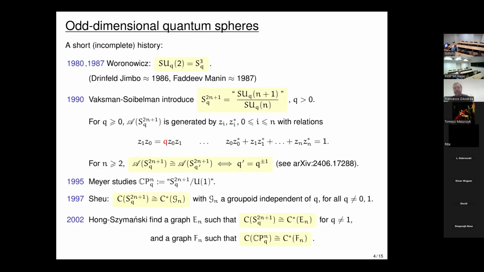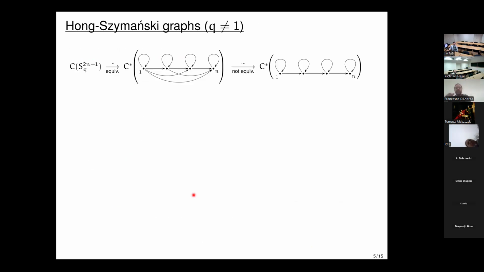Then in Hong-Szymanski, they show that both spheres and projective spaces are isomorphic to graph C*-algebras. And now here, the deformation parameter can also be 0. Not 1, but 0 is fine. So indeed, Q equal to 0 is fine. It's still independent of Q, even for Q equal to 0, but it was not in Albert's paper. This came later. Okay, yeah, exactly. Thank you. Okay, so this is the brief history, but let me show you what these graphs are in particular.